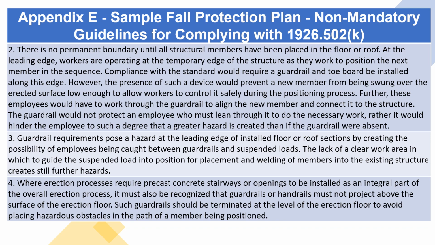However, the presence of such a device would prevent a new member from being swung over the erected surface low enough to allow workers to control it safely during the positioning process. Further, these employees would have to work through the guardrail to align the new member and connect it to the structure. The guardrail would not protect an employee who must lean through it to do the necessary work, rather it would hinder the employee to such a degree that a greater hazard is created than if the guardrail were absent.